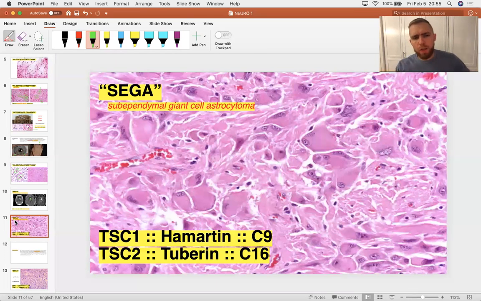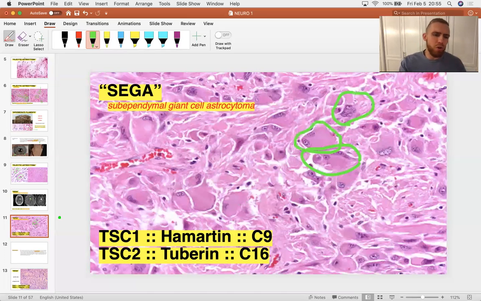So if you were to look at the SEGA under histology, well, it's called a giant cell astrocytoma. Big surprise, here's a giant cell. Looking very similar to an osteoclast. Here's another one right on top of it. So you got 2 giant cells back to back. Here's maybe a third up here that could qualify.